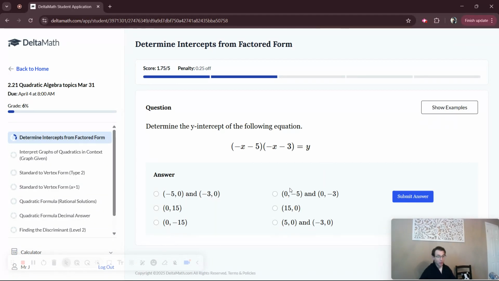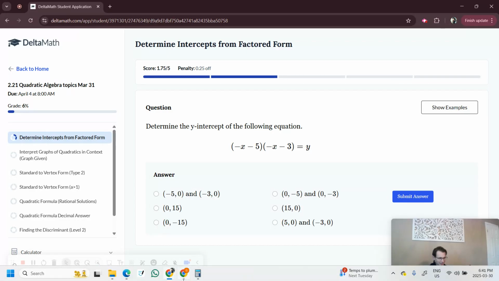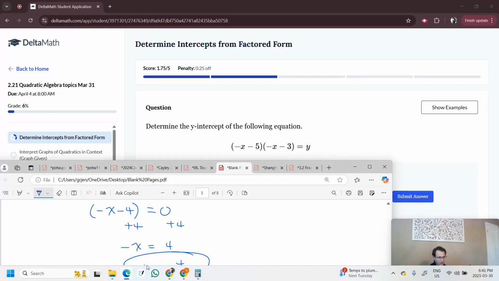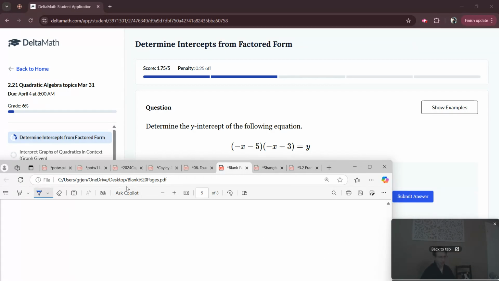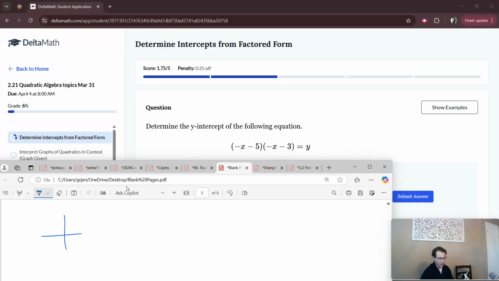Next problem. Determine the y-intercept. Okay, so let's see. I want to know where this crosses the y-axis. In this case, we're just interested in this point here, because we want the y-intercept. So we set x equal to 0, because when x is 0, you're on the y-axis. So from here we have minus 0 minus 5 times minus 0 minus 3 equals y.